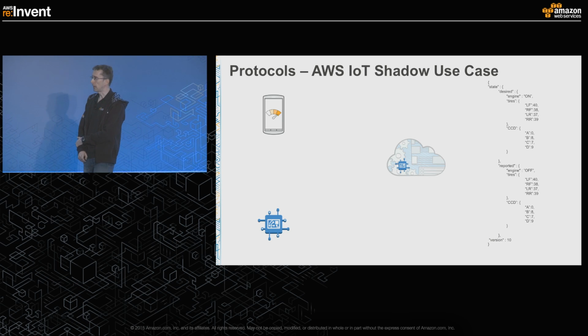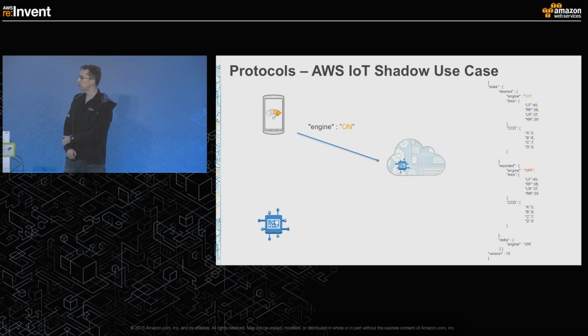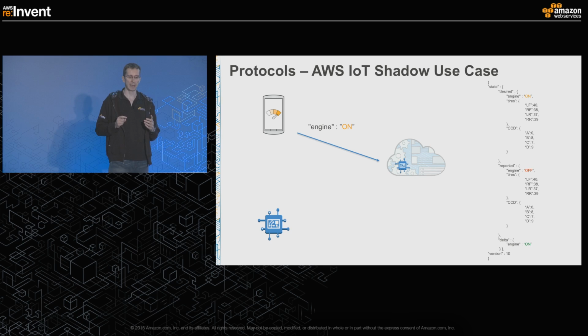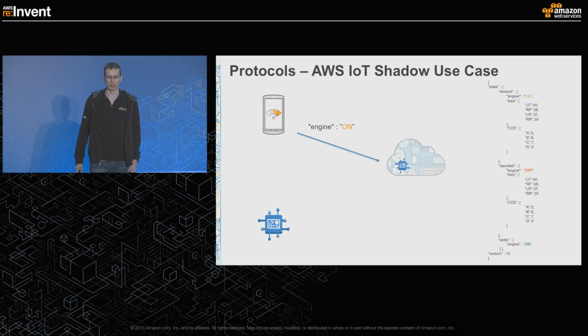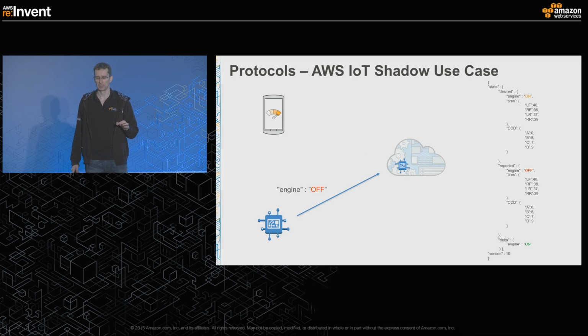How would you use this? Let's say that you have a mobile app with a nice user interface for humans. Using the mobile app, using HTTP, RESTful interface, you click something on the mobile app, and you say, I want the engine to be on. So you actually update the shadow in AWS IoT service.